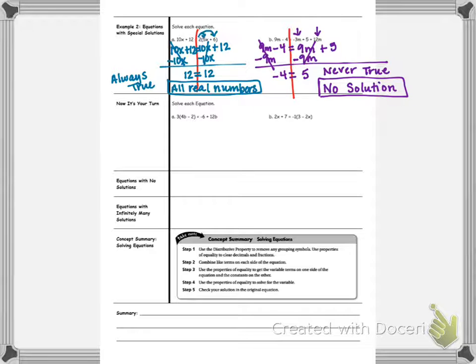Okay, so no solution. All right, so we're going to try it down here. Just try it some more. Make sure we get the hang of it.